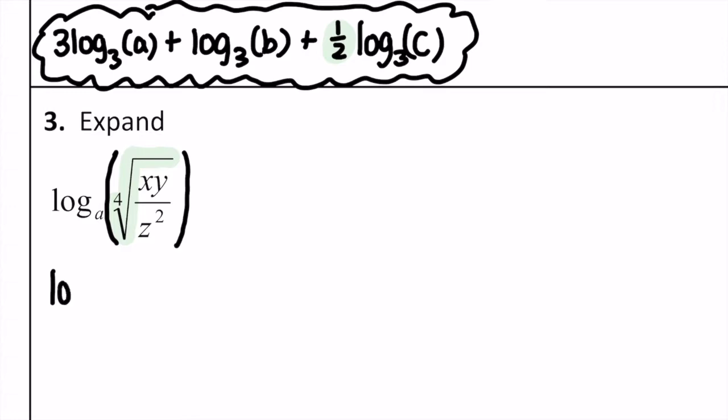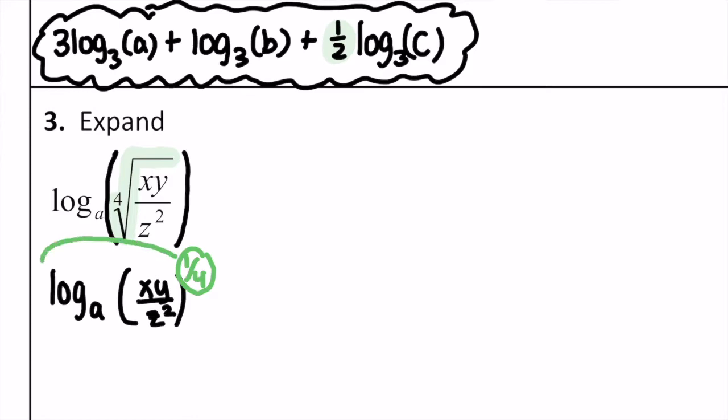So I'm going to change this to be log base a of xy divided by z squared, raised to the 1/4 power, that I'm raising to if I'm taking the 4th root. From here, I'm going to take this 1/4 as the exponent and move it to be a coefficient instead. That's why I changed that root to an exponent, so I could move that exponent to be a coefficient instead. Now I have 1/4 times log base A of xy divided by z squared.